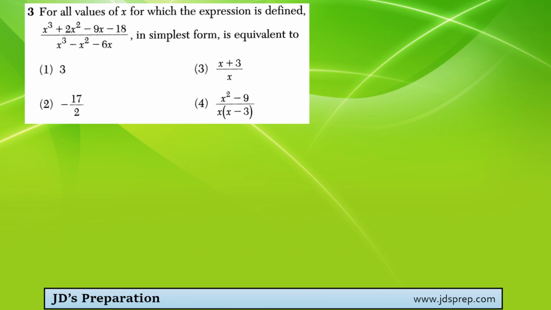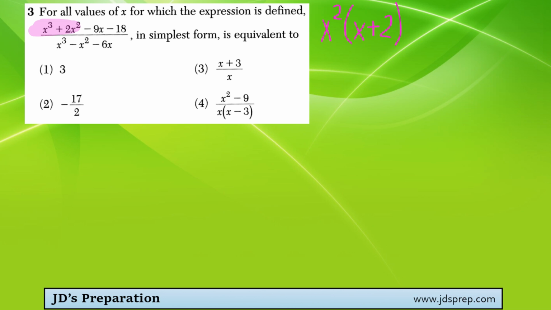Since we have 4 terms, I think the easiest way to factor this would be to factor it piecewise. So we're going to separate it into 2 sections. So first is the x cubed plus 2x squared. If I take out the greatest common factor they share, I would be taking out x squared, and I would be left with x plus 2.